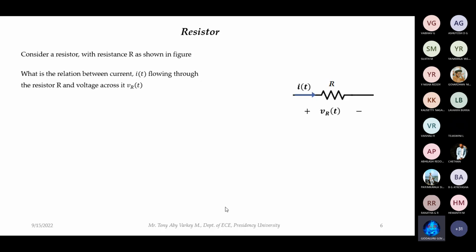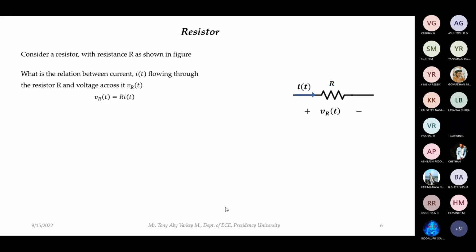Voltage across the resistor. So what is the mathematical equation for that? I mean, VR(t) equal to what? i(t) into R. Correct, R into i(t). Because voltage across the resistor is nothing but resistance into the current flowing through it. What is the name of that law? Ohm's law. So VR(t) is equal to R into i(t).